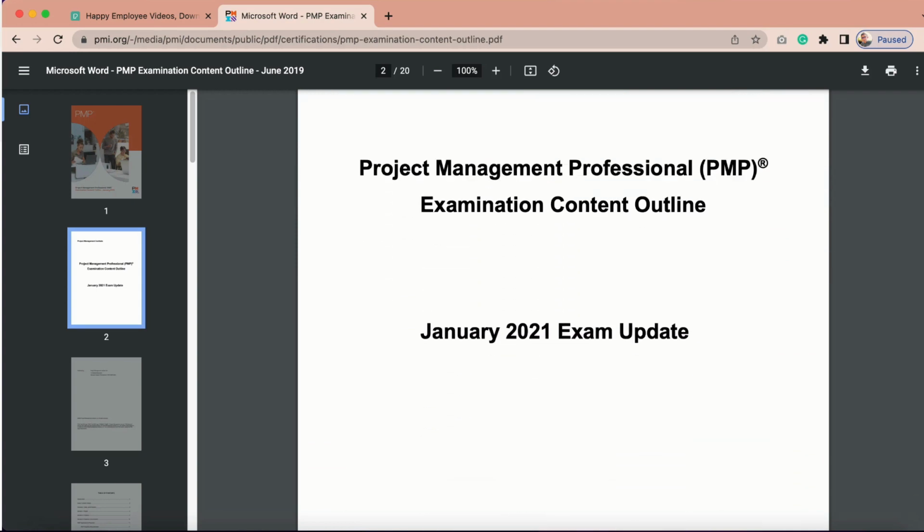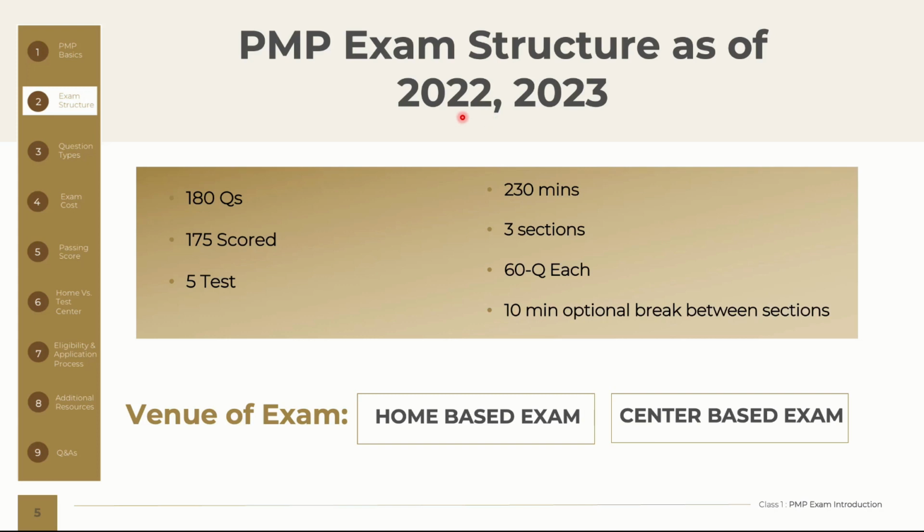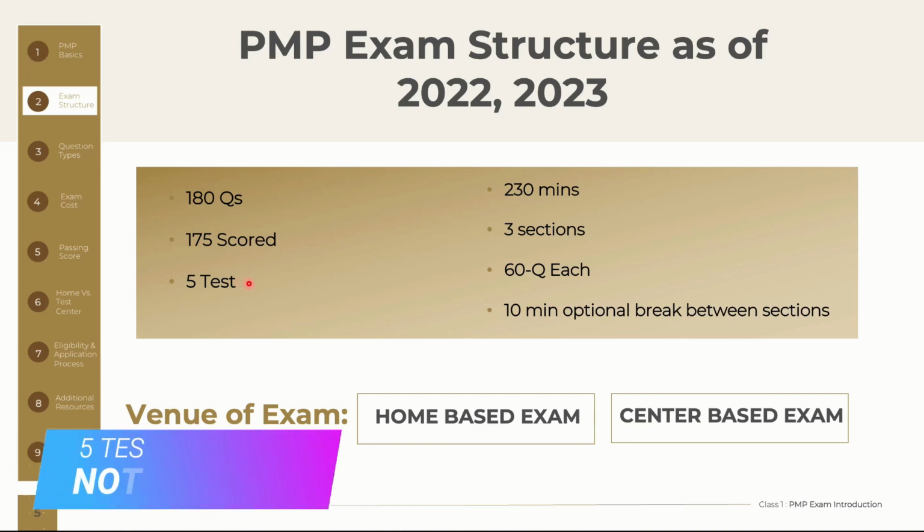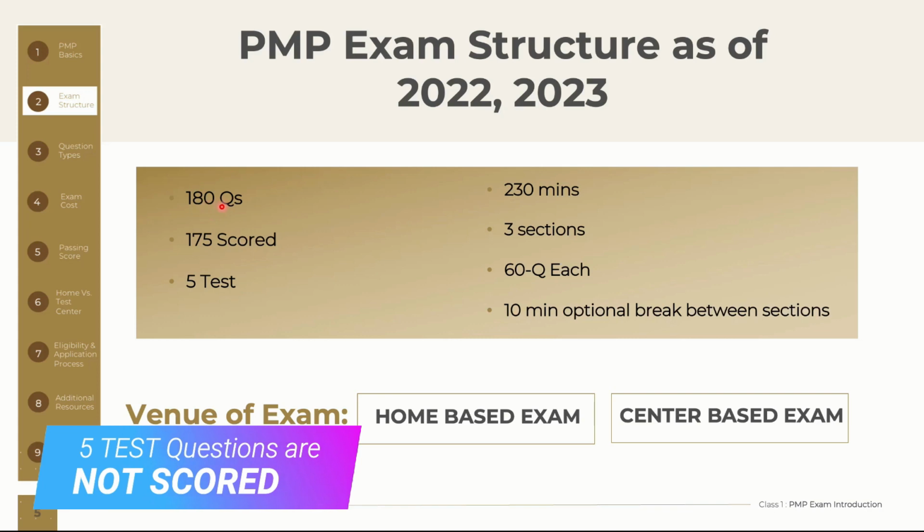Now let's talk about a bit of the PMP exam structure, which is valid across 2022 and 2023. If in future the PMP exam syllabus gets revised, I will revise this whole course accordingly. As of now the PMP exam has 180 questions, and out of those, 175 are scored questions and 5 are test questions. These 5 are new types of questions which PMI often tests before they become a part of the 175 questions. But mind you, you will not be able to know which of the 5 questions in your set of 180 are test questions.